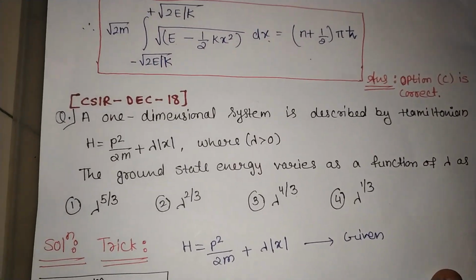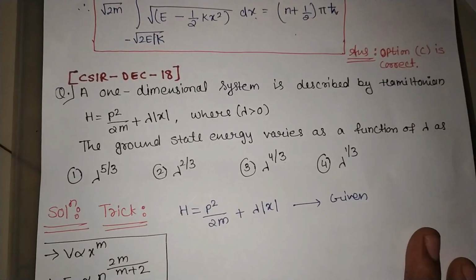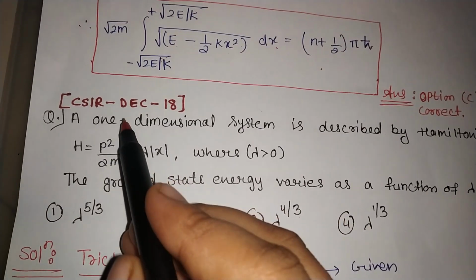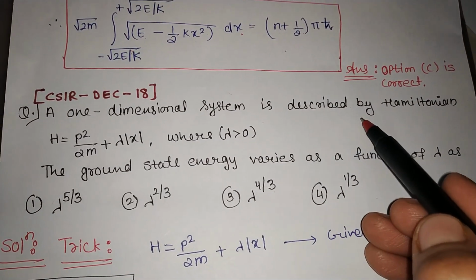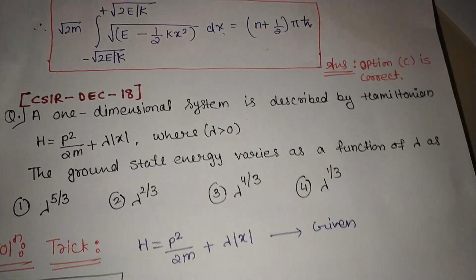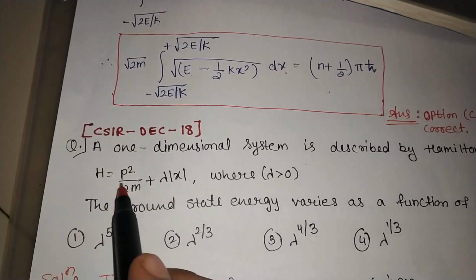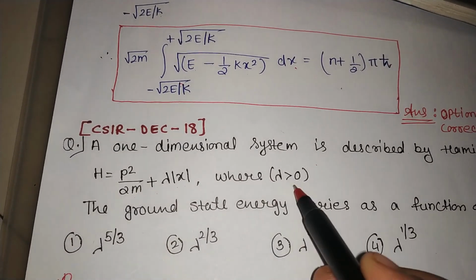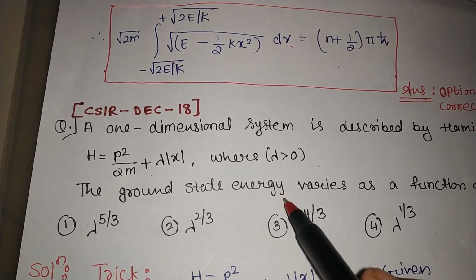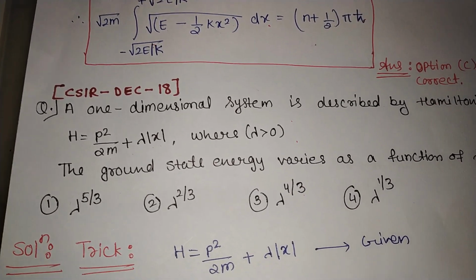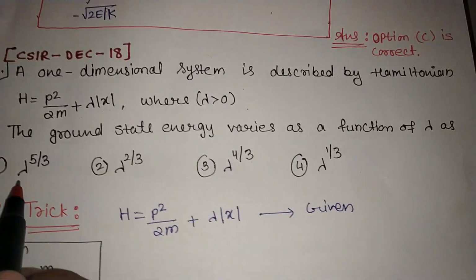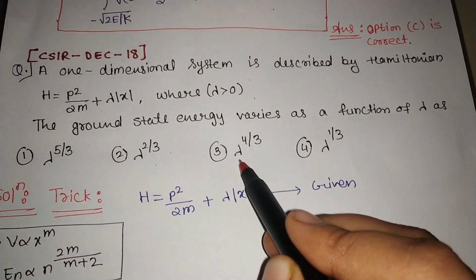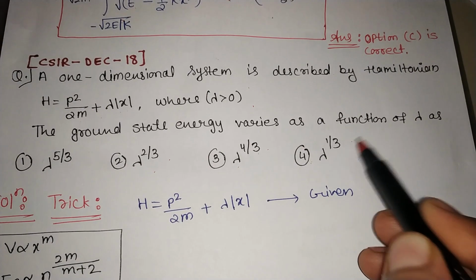This question is also very simple. This question was asked in CSIR December 2018. The question was: if a one dimensional system is described by the Hamiltonian H equals p square upon 2m plus lambda mod of x, where lambda is greater than zero, the ground state energy varies as a function of lambda as, and we have been given the options: lambda raised to 1 by 3, lambda raised to 2 by 3, lambda raised to 4 by 3, lambda raised to 1 by 3.